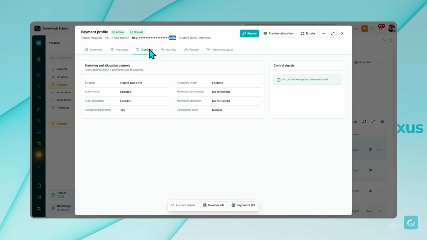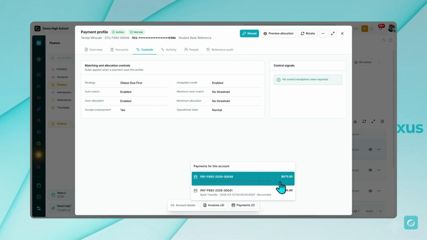More importantly, this profile contains the rules governing allocation. Tendai's profile uses oldest due first. That means when money arrives, Makronexus first completes the oldest outstanding invoice. Only after that invoice is settled does the remaining amount move to the next invoice. Overpayments are allowed, unapplied credit can be created when necessary, and this profile does not currently require manual review. We now know what the system was supposed to do. The next question is whether the $475 payment actually followed that rule.